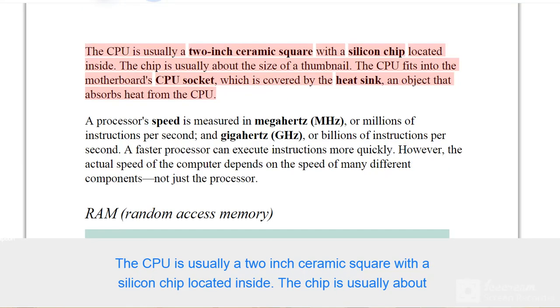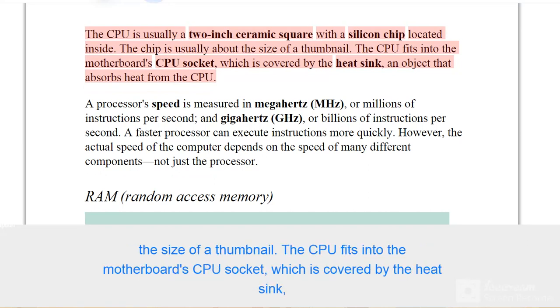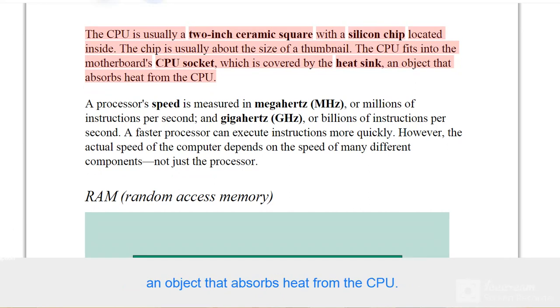The CPU is usually a 2-inch ceramic square with a silicon chip located inside. The chip is usually about the size of a thumbnail. The CPU fits into the motherboard's CPU socket, which is covered by the heat sink, an object that absorbs heat from the CPU.